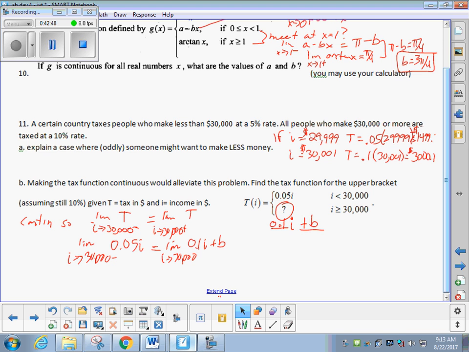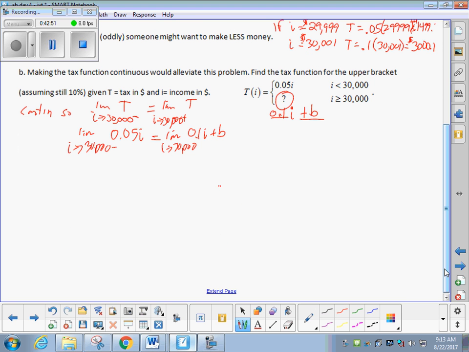As I goes to 30,000, what is this approaching? What's 5% of 30,000? 1,500. 10% is 3,000, so half of that is 1,500, right? This is 1,500, do you agree? The tax is going to get closer and closer to 1,500 as you get closer and closer to 30,000 from below. So that needs to equal this guy as you're approaching. So what is 0.1i plus b as I goes to 30,000 from above? 3,000 plus b. There's that. It jumps right up to 3,000.